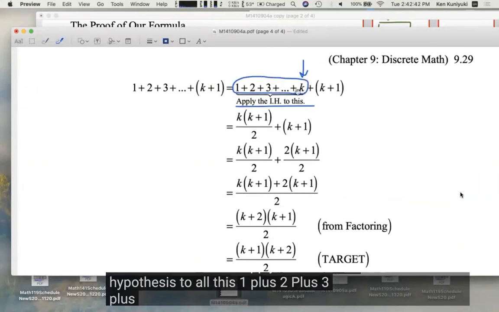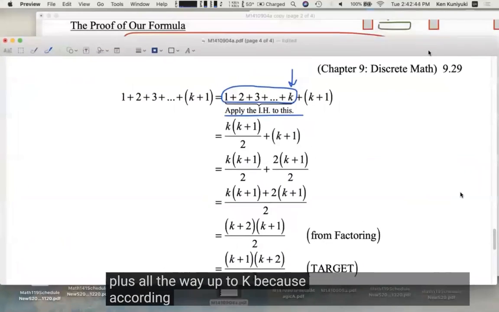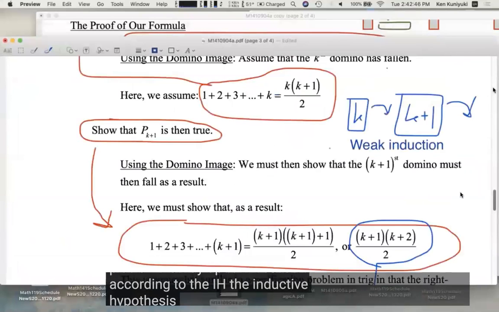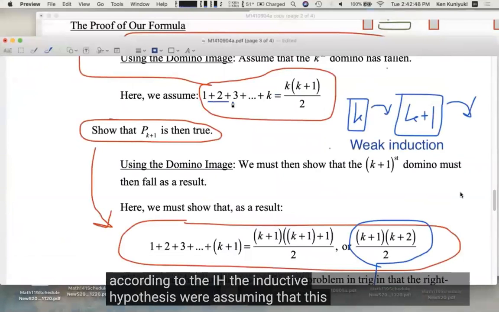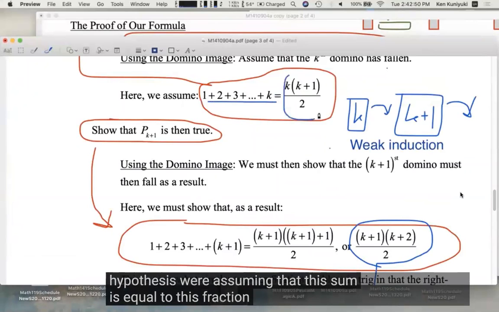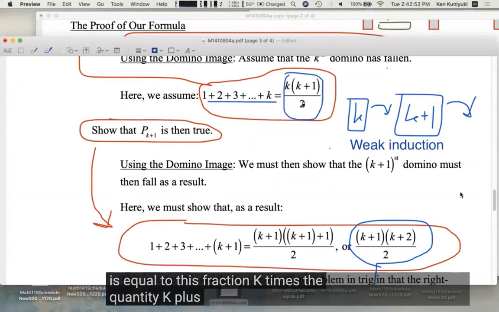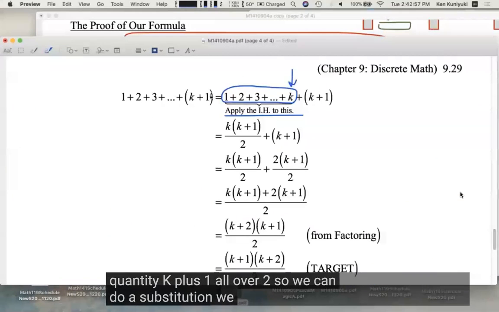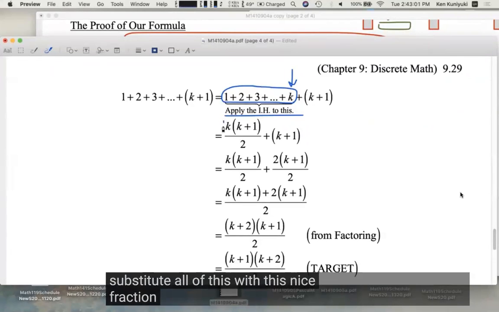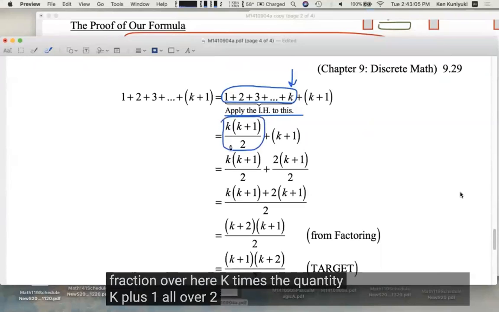1 plus 2 plus 3 plus all the way up to k. Because according to the IH, the inductive hypothesis, we're assuming that this sum is equal to this fraction, k times the quantity k plus 1 all over 2. So we can do a substitution. We have the right to substitute all of this with this nice fraction over here, k times the quantity k plus 1 all over 2, which is a nice closed form formula.